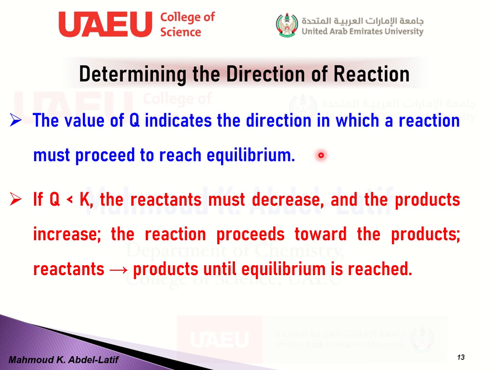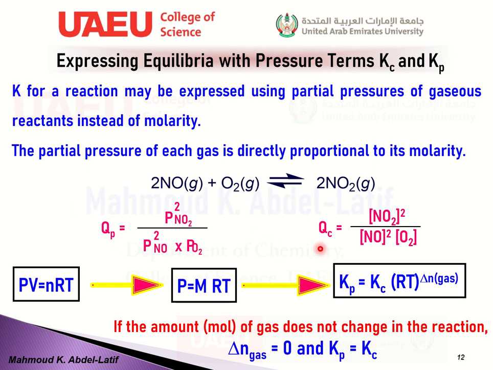So how can we determine the reaction direction from the value of Q, the reaction quotient? The value of Q indicates the direction in which the reaction must proceed to reach equilibrium. For example, if Q is smaller than K, what does it mean? Let us go to this expression. If Q is smaller than K, it means the concentration of the reactant is larger than the concentration of the product.